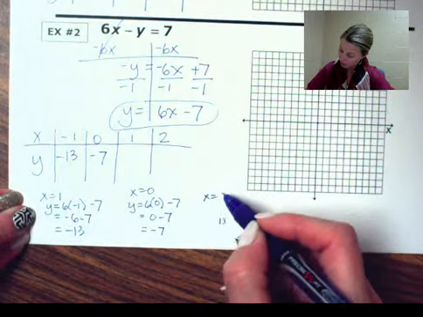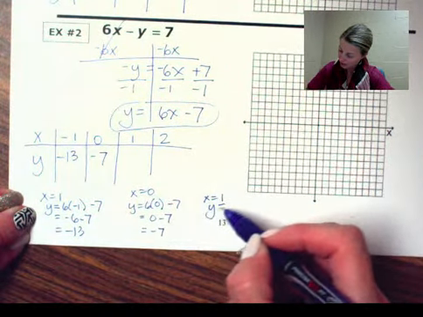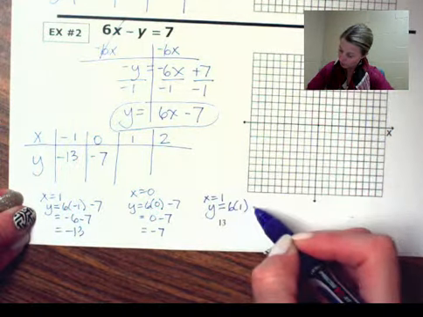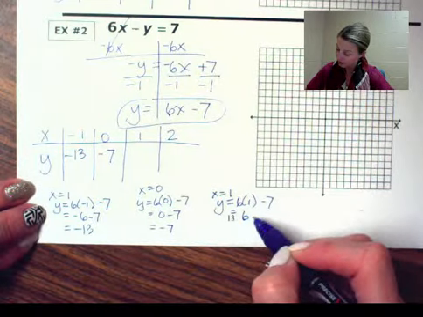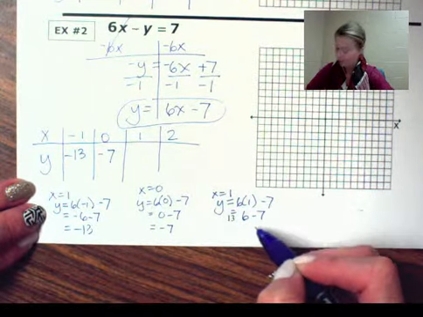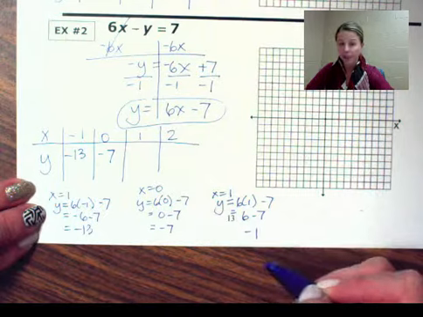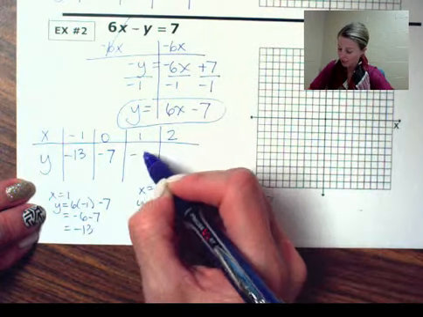When x is equal to 1, it will be y equals 6 times 1 minus 7. So simplifying that out is going to be 6 minus 7, and 6 minus 7 is -1. So when I have 1, I get a -1.